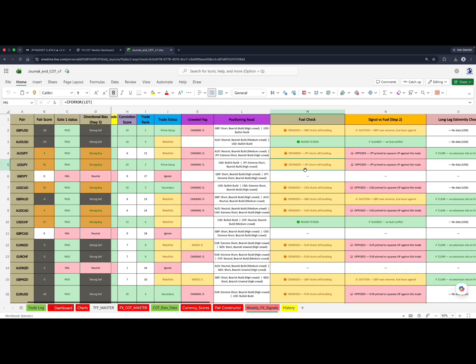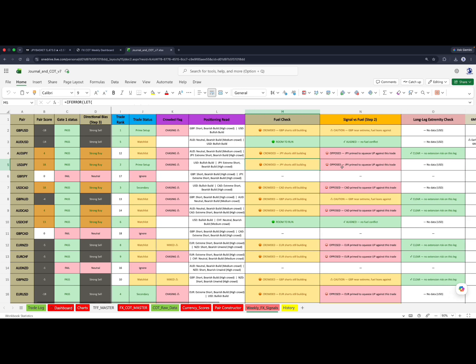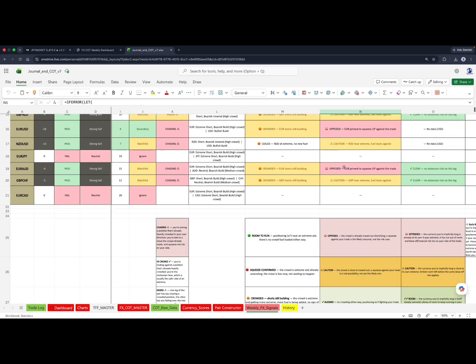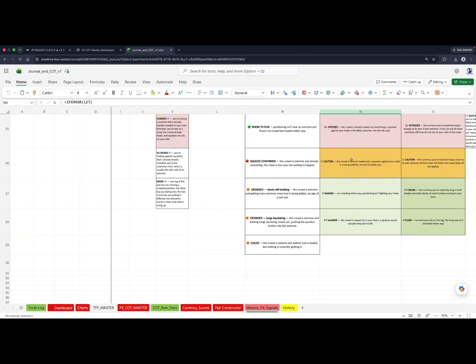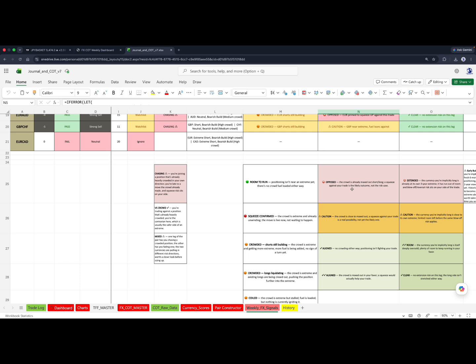It gives you a fuel check to let you know whether or not there's pressure behind the move. If there is, you get a room to run signal. If it's not, if it's crowded, that means people have been in that particular short trade for a very long time, so it's just a position that is overextended. And then we get a signal versus the fuel read. And again, you can go down here and you can read the context to that, no problem.